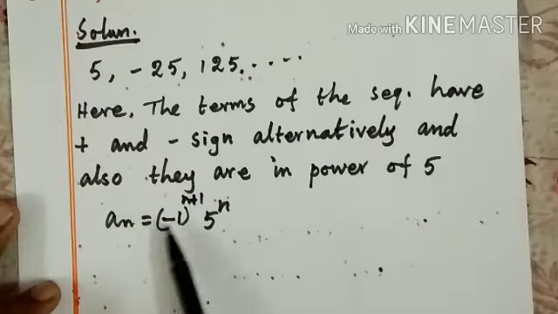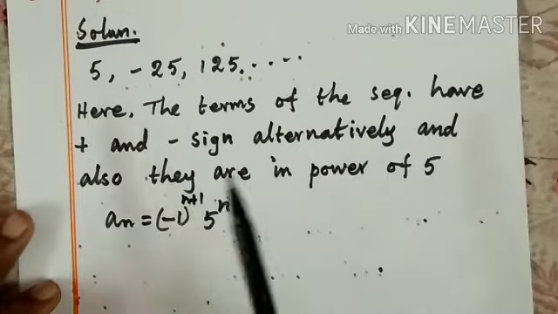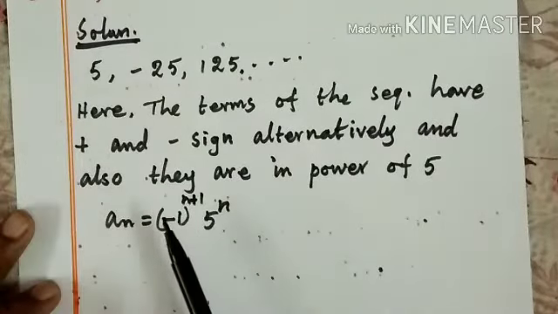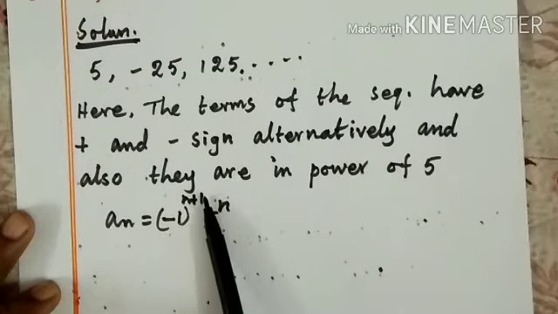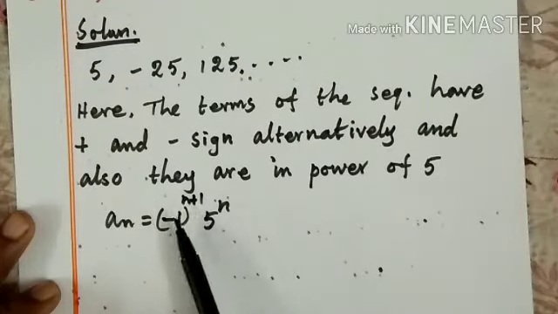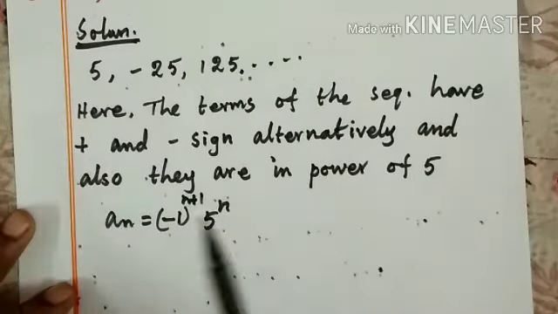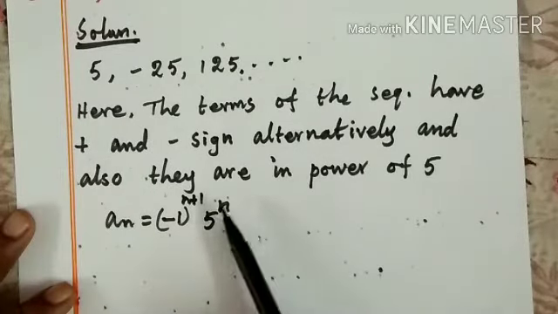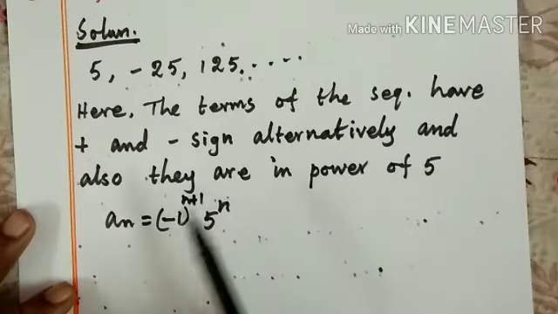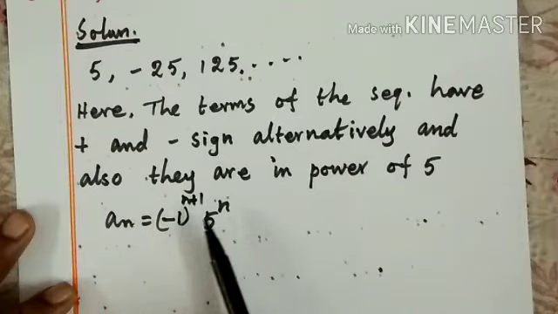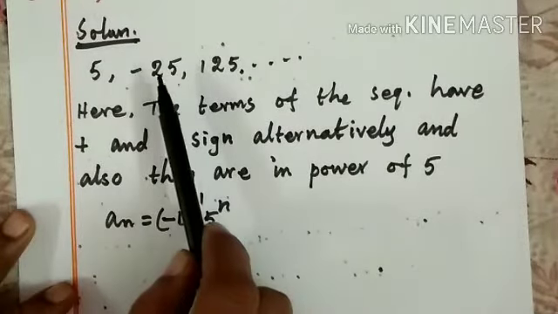Therefore, you write minus 1 the whole power n plus 1. Let us see. For n you put 1, means 5 power 1, that is 5. Then n plus 1 is 1 plus 1, 2. Minus 1 the whole power 2 is an even number, so the sign of this number is positive. So we get plus 5. Then next for n you put 2, means 5 squared is 25. Here 2 plus 1 is 3, that is an odd number, so the sign is negative, that is minus 1. Minus 1 into 5 squared is equal to minus 25.